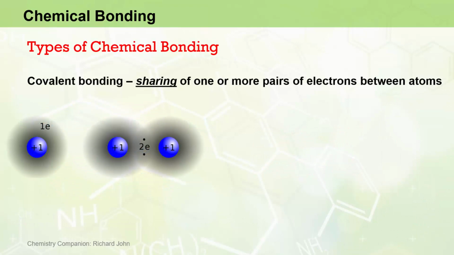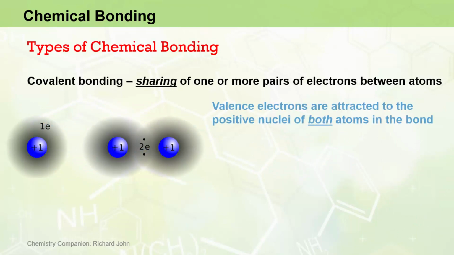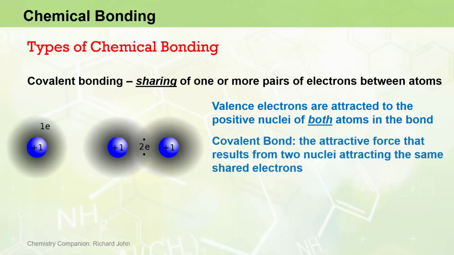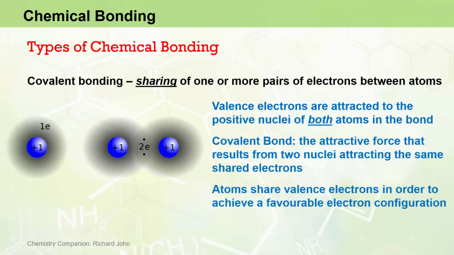A covalent bond results from the sharing of one or more pairs of electrons between atoms. The electrons that are shared between two atoms are valence electrons, which are attracted to the positive nuclei of both atoms in the bond. A covalent bond is therefore defined as the attractive force that results from two nuclei attracting the same shared electrons.